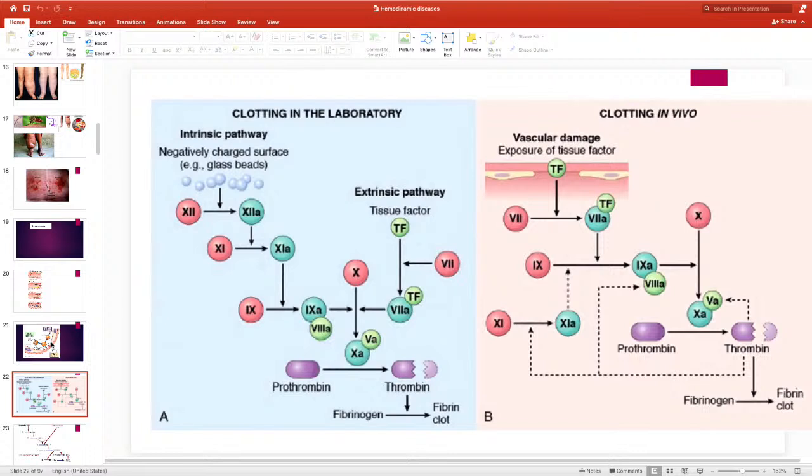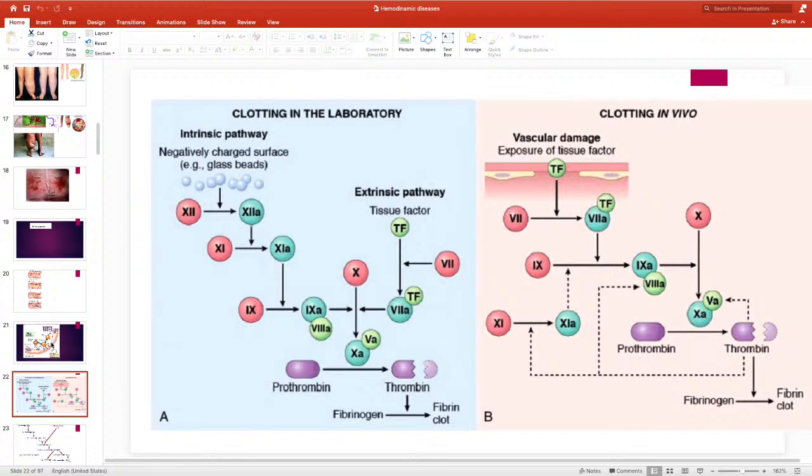Now, these are the clotting factors. We have, as I told you, the intrinsic and extrinsic pathway. For clotting to occur, the intrinsic pathway begins with Hageman's factor, which is factor 12. From factor 12, 12A is produced, which acts on factor 11. From factor 11, 11A is produced, and it acts on factor 9, and 9A is produced. This 9A finally acts on factor 10. This is the common pathway between the intrinsic and extrinsic pathway.